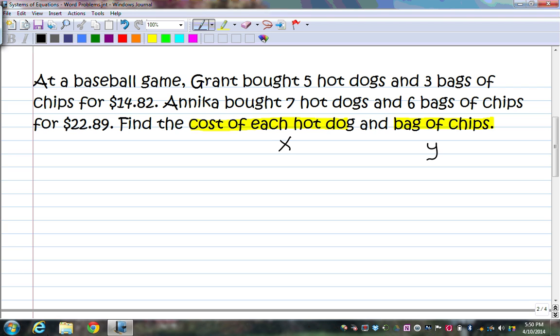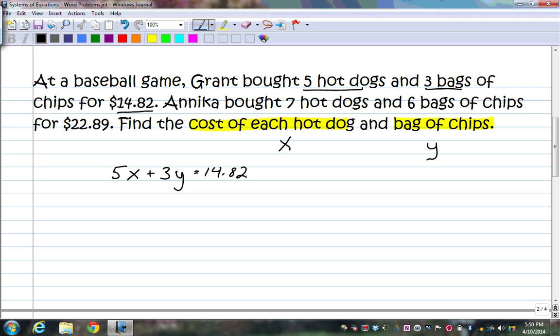Then, when I'm setting up my equation, Grant bought 5 hot dogs. So he bought 5 times the cost of a hot dog, which is how much he spent for the hot dogs. And he bought 3 bags of chips. So plus the 3 bags times whatever the cost is per bag, and he spent a total of $14.82.